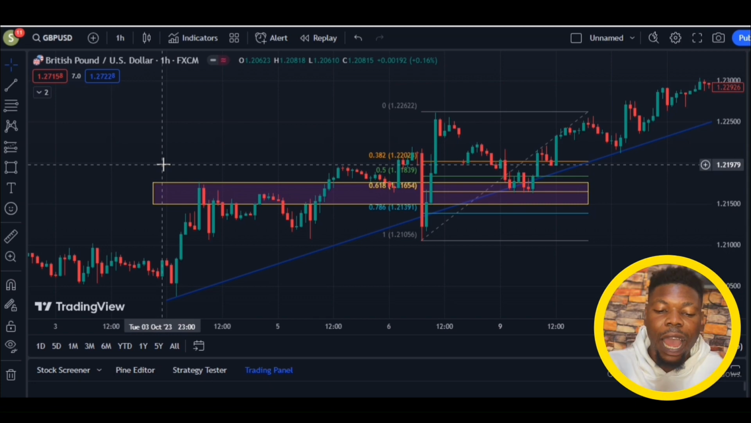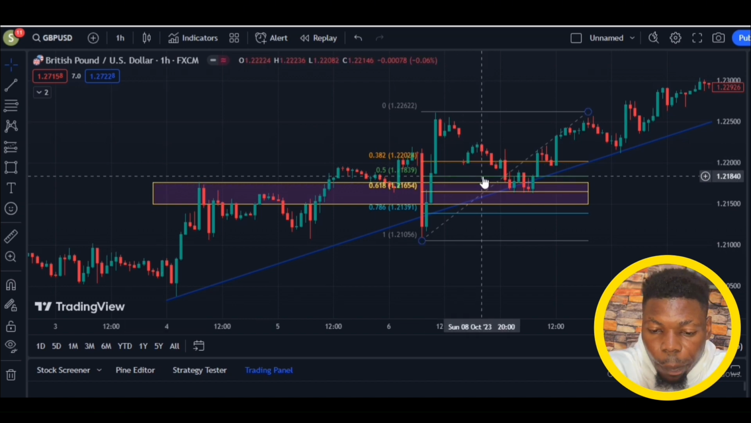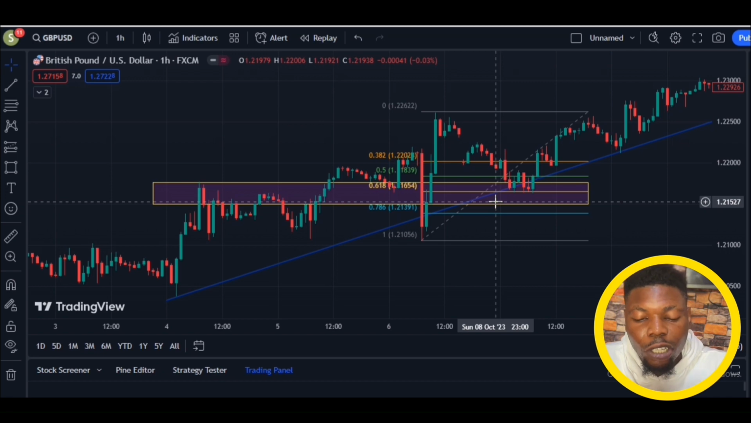So now we have 3 confluences. Number 1, the trend line. Number 2, fib. And number 3 is the supply zone that is in confluence with the fib level 0.618. So the supply zone must be in between or anywhere around the 0.618. Sometimes it could be above, sometimes it could be below, but the supply zone and the 0.618 level must have a confluence. You understand? They must have a connection together before it's valid.